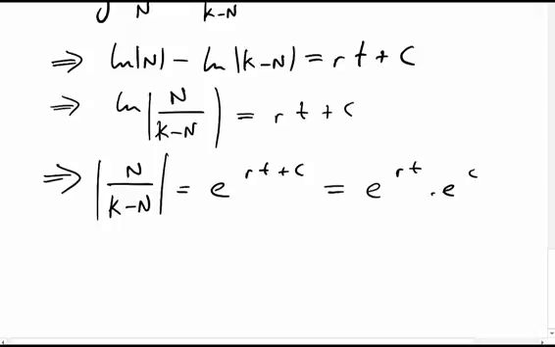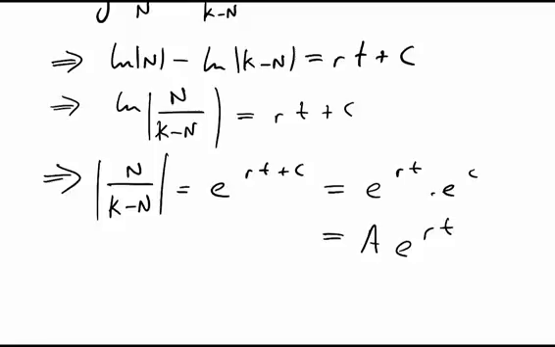Just split it up again, and this is just going to be e, which of course is just a number, raised to some constant, which is just a number. So a number to a number, that's still going to be a constant, right? I'm just going to call that constant a. So it's going to be a e to the rt. All right. Now, let's introduce some initial conditions.